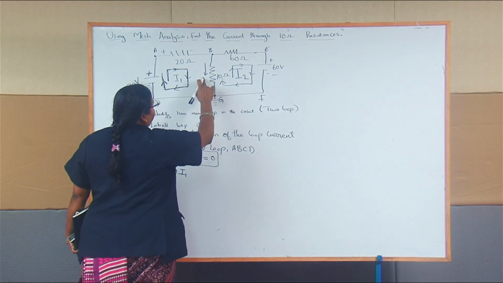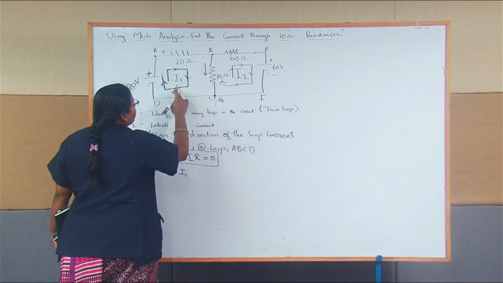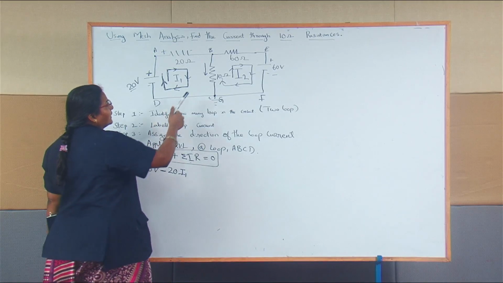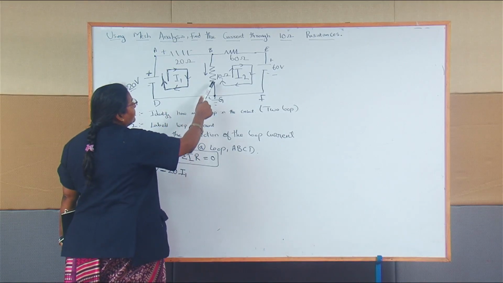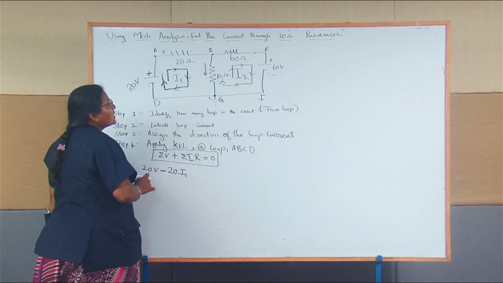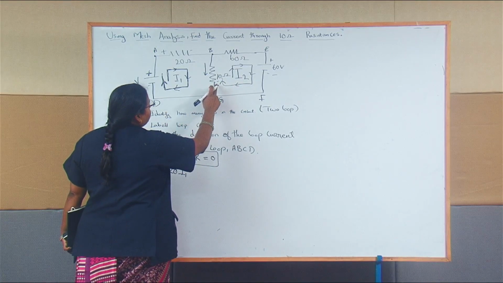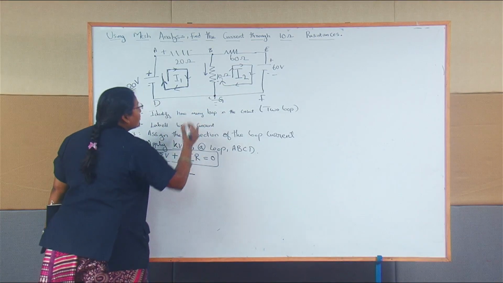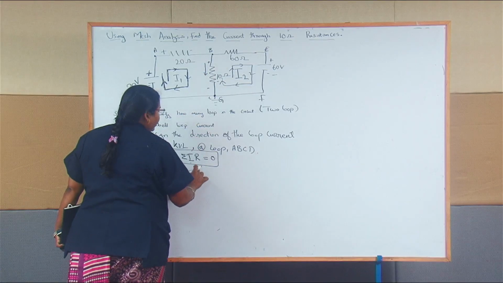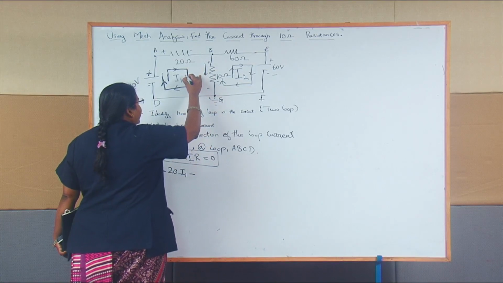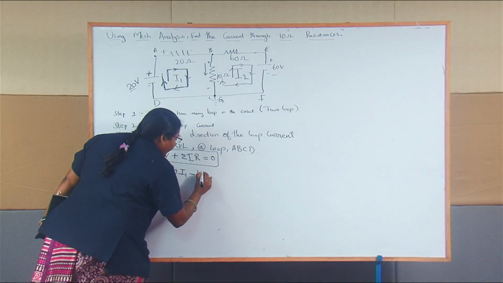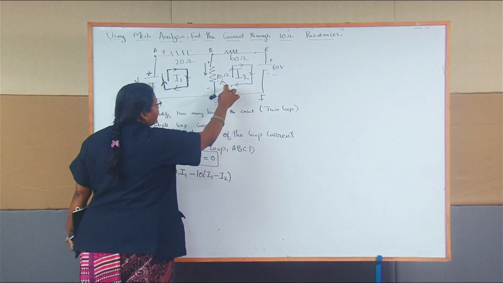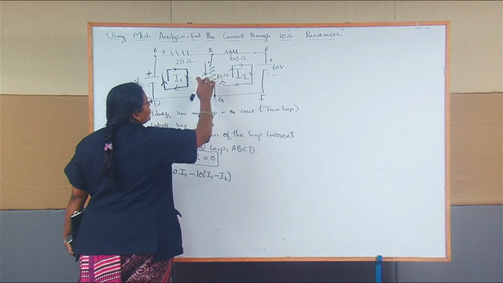Then one more resistor is also in this loop 1. Here the 10 ohm resistor is a dependent resistor, because this 10 ohm resistor is common for both loops I1 and I2. So for that you have to mention it. If you are considering loop 1, you have to write 10 (I1 minus I2). If you are writing it for the other loop, it should be 10 (I2 minus I1).